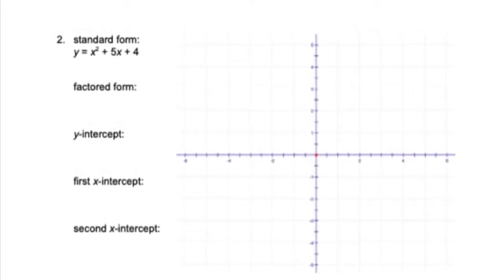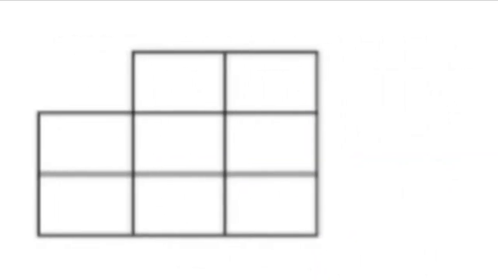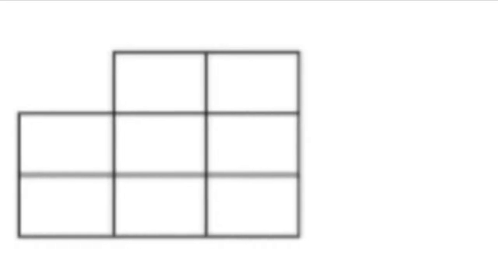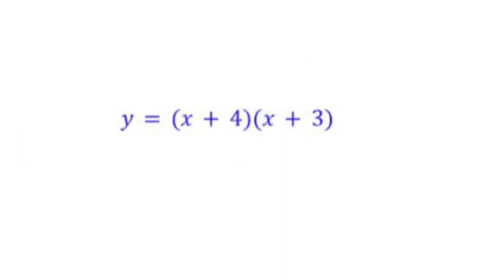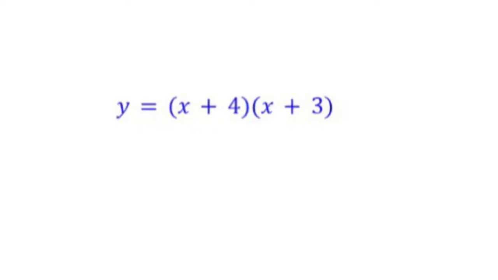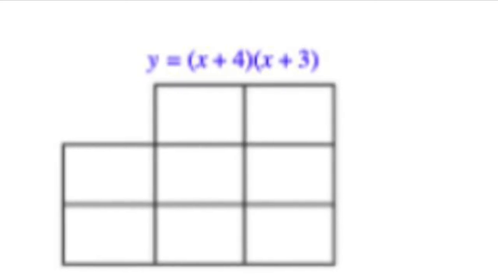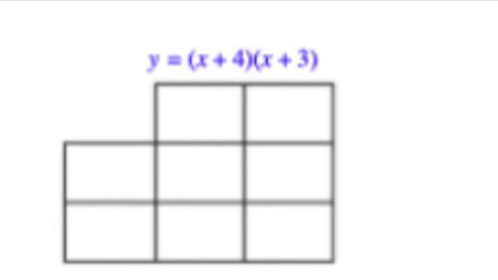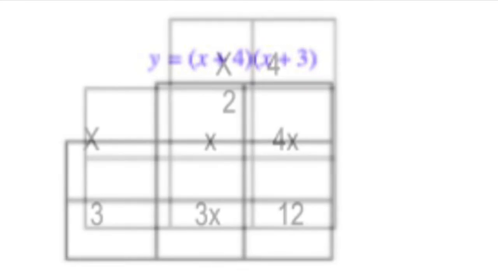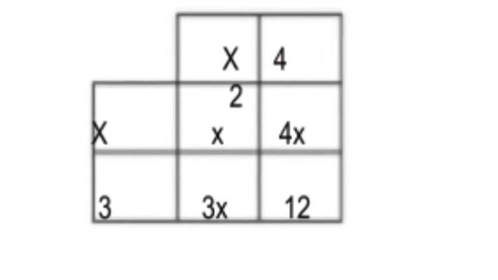So we're going to go back to our tried and true method of using the chart. And this chart is what we're going to depend on in order to find the answer. So we have this equation, y is equal to (x plus 4)(x plus 3). And I'm going to use the chart method to change that from factored form to standard form. So what I would do is I put the x plus 4 across the top, the x plus 3 down the side, and I'd multiply.